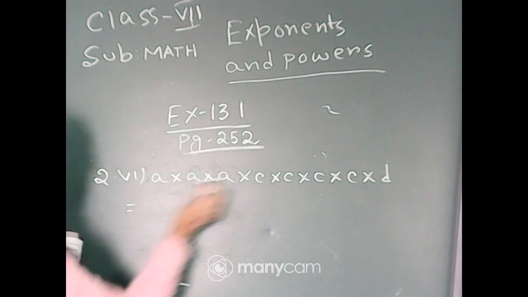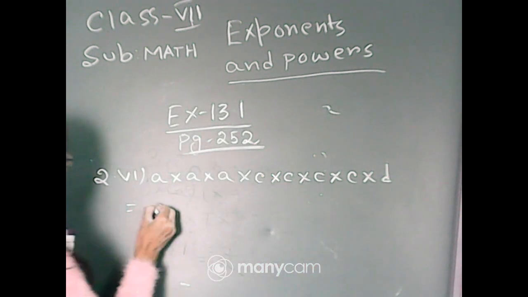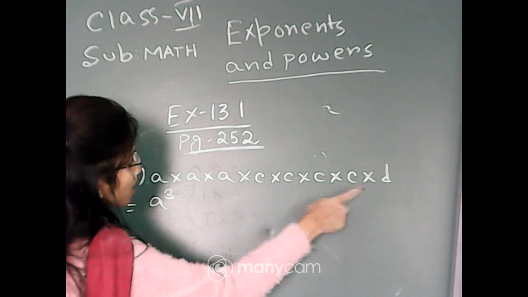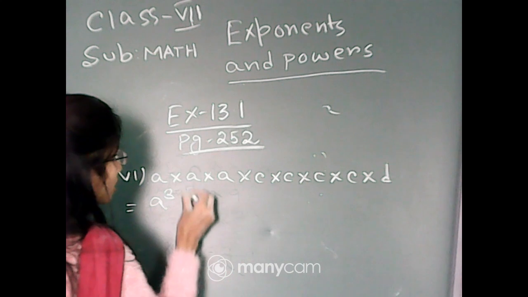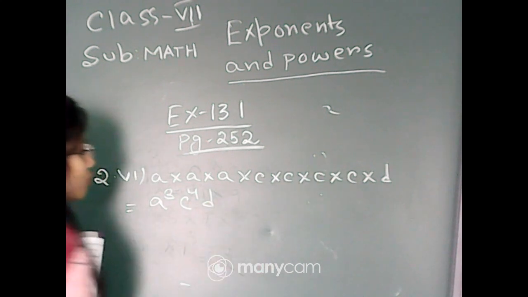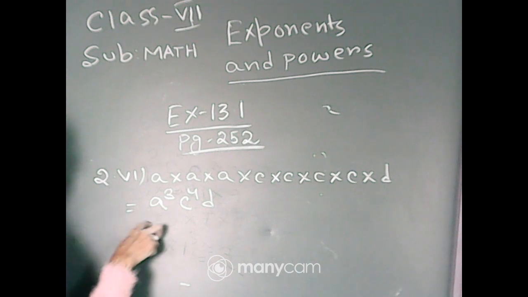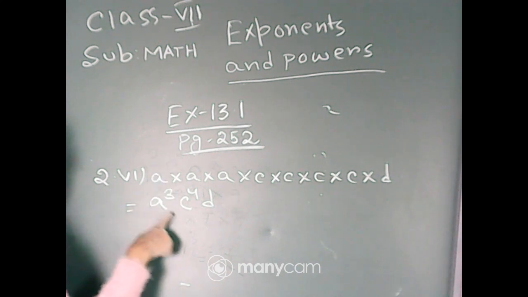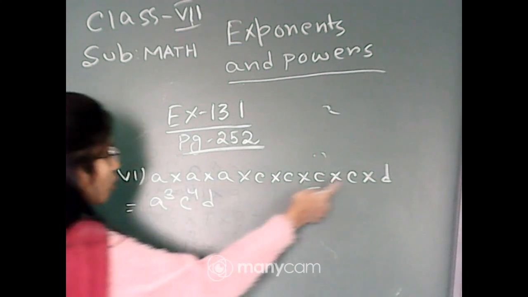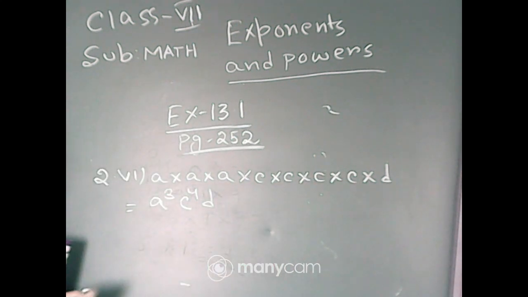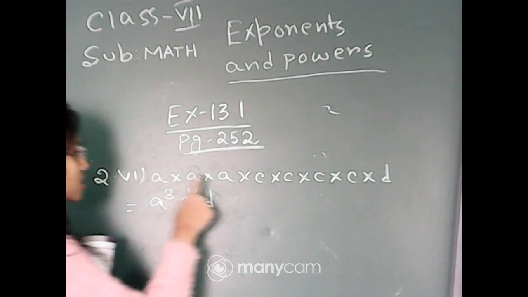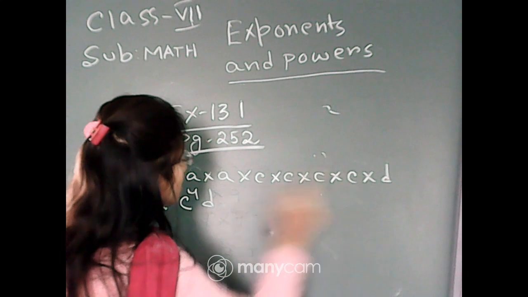Here A is 3 times, so the power of A will be 3, and we see that C is 4 times, so the power of C will be 4, and the power of D is 1. Therefore, A to the power 3, C to the power 4, and D is the exponential form of this product. Okay.